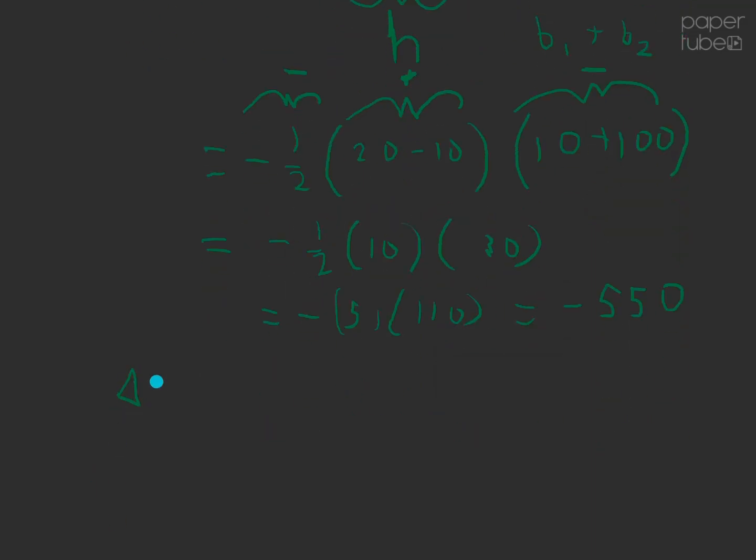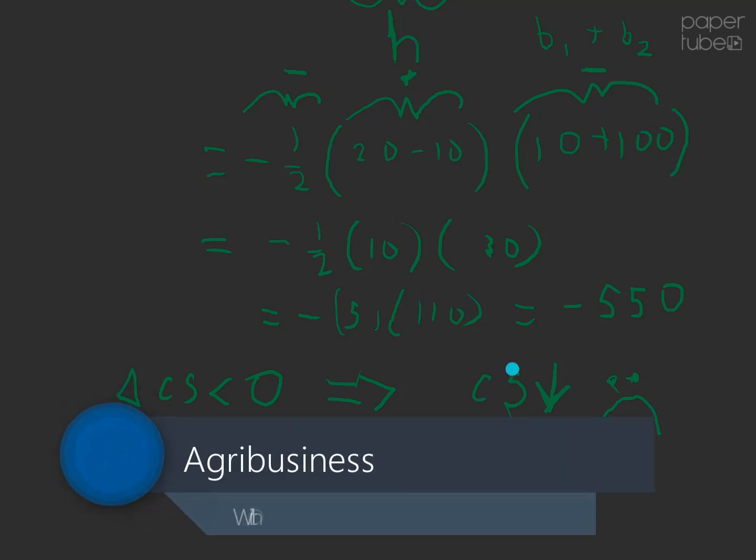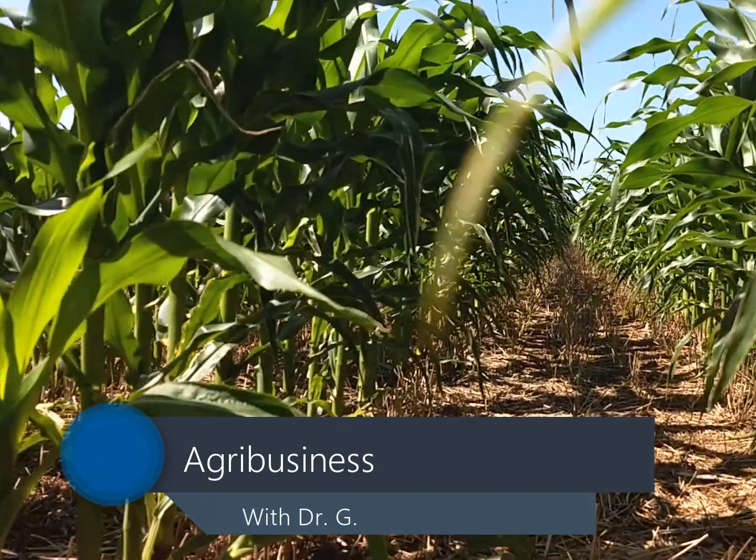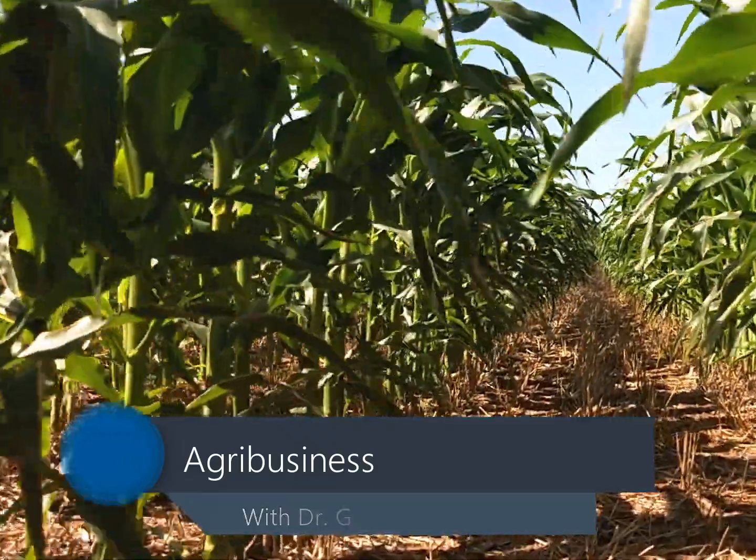So that tells us that our change in consumer surplus is going to be less than 0 because it's a negative number. This means that our consumers are worse off. The consumer surplus went down. So our consumers are not happy about this. They are measurably worse off. So let's draw a frowny face. And there we go. That's 2 examples of how to calculate the change in consumer surplus. I will see you in the next video. Thank you for watching.